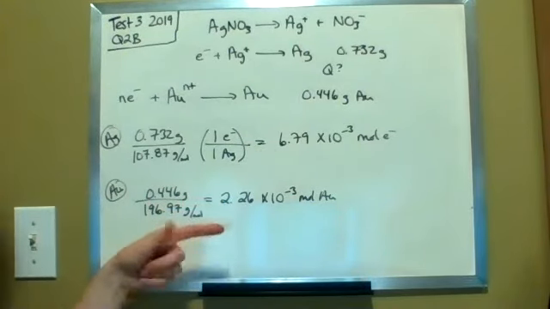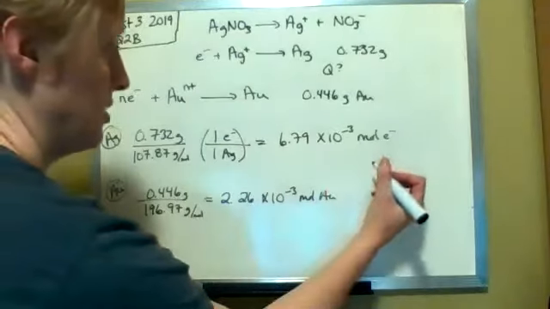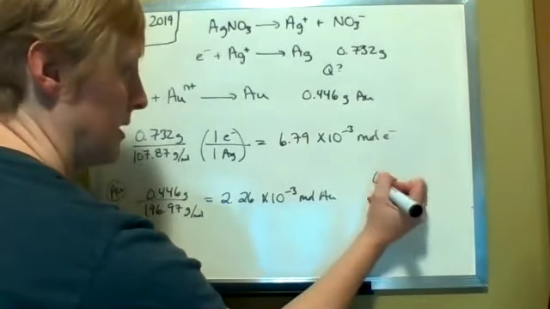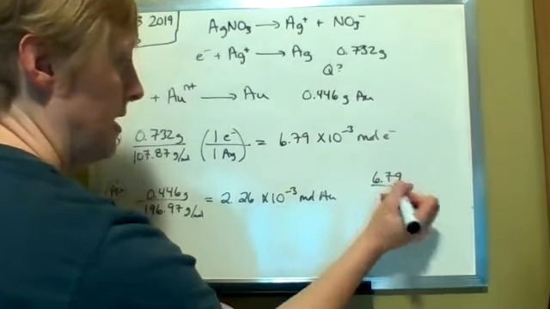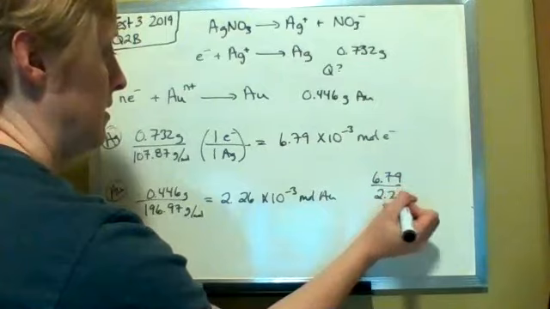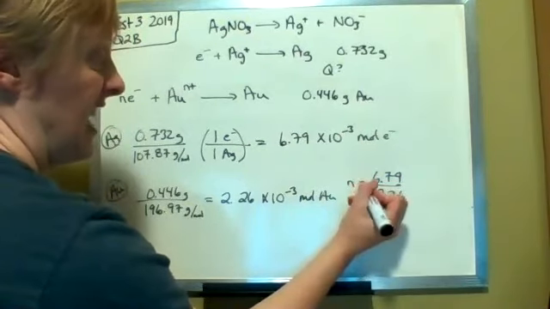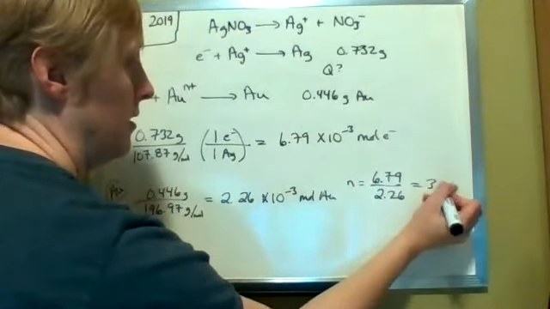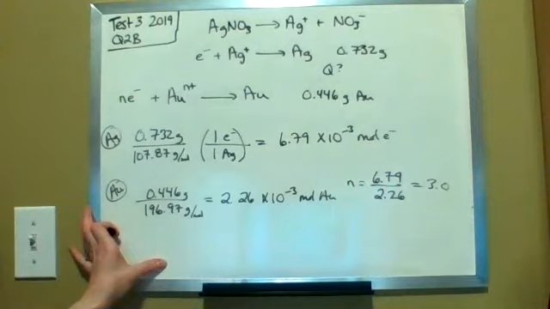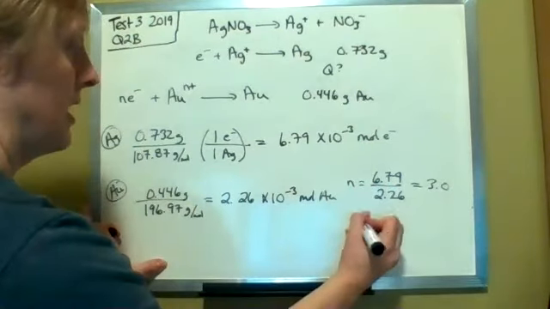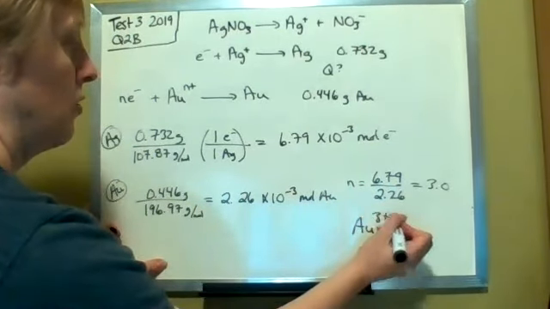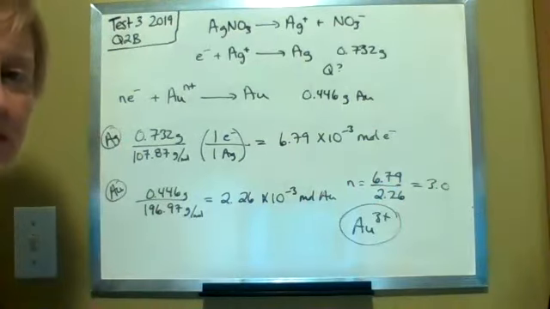Now to find that ratio, we know this is the number of electrons you have, and this is how much gold you have. Here they're both times 10 to the minus 3, so we can just go 6.79 divided by 2.26, and this is to find n, and that equals about 3. So that means that we actually have gold in the 3+ oxidation state.